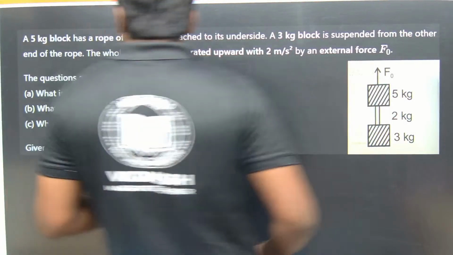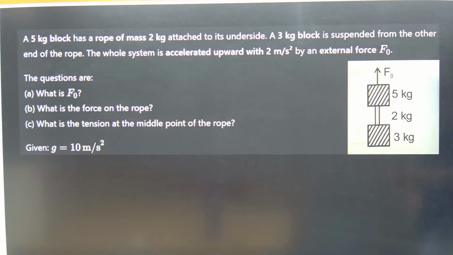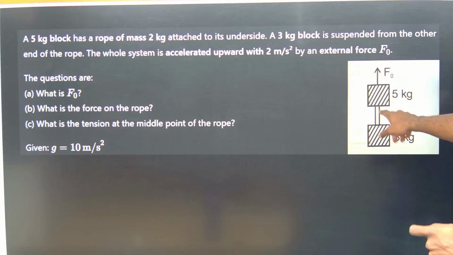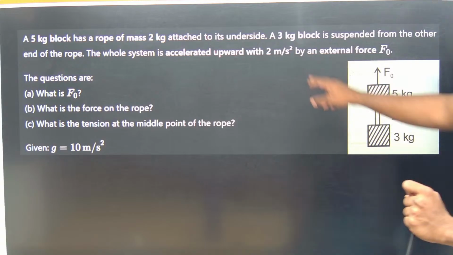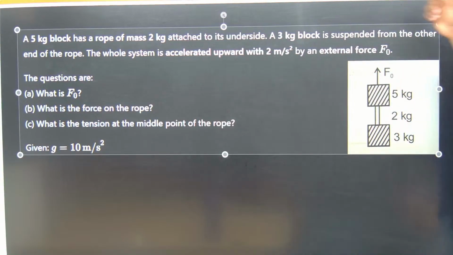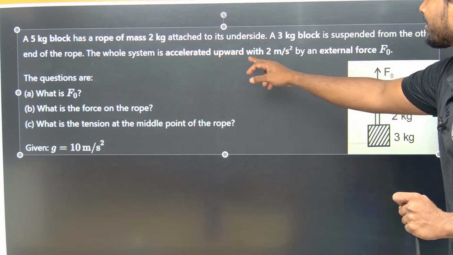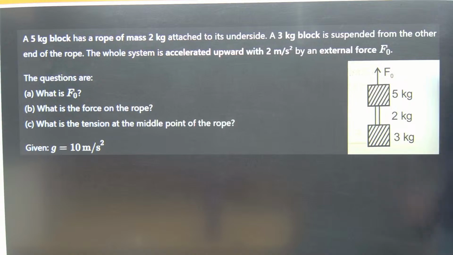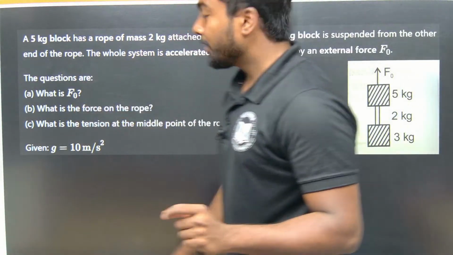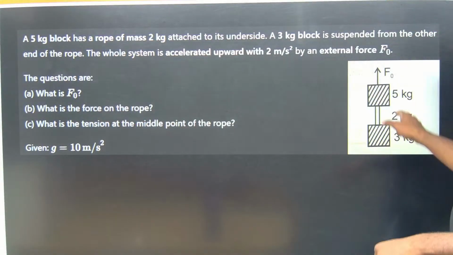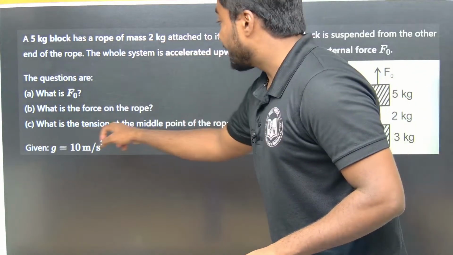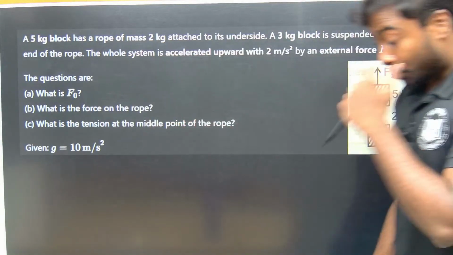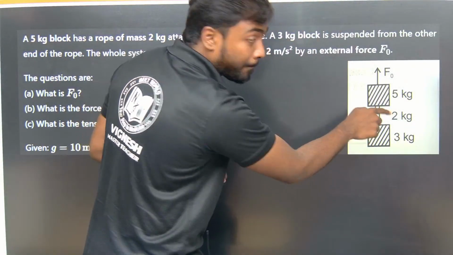Okay. A 5 kg block has a rope of mass 2 kg attached to its underside. So, there is a rope here, but it has a mass now. And a 3 kg block is suspended from the other end of the rope. The whole system is accelerated upward at 2 meter per second square by an external force F naught. The question is, what is F naught, what is the force on the rope, and what is the tension at the middle point of the rope?